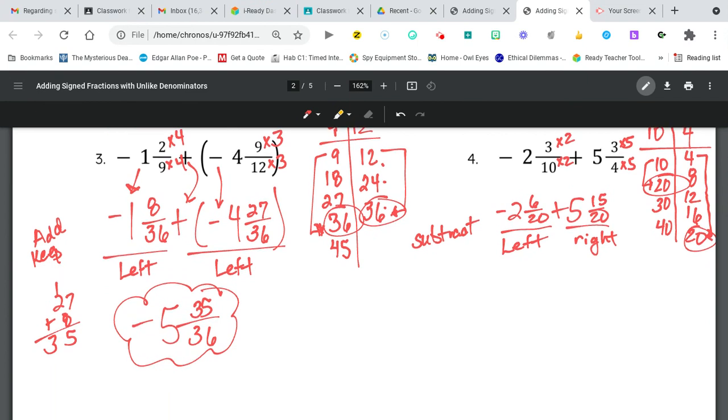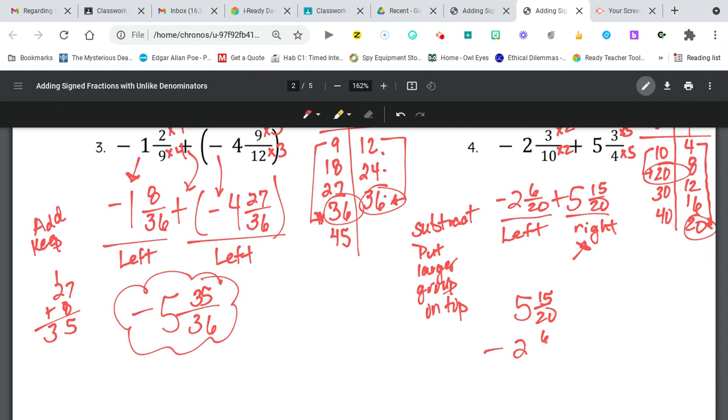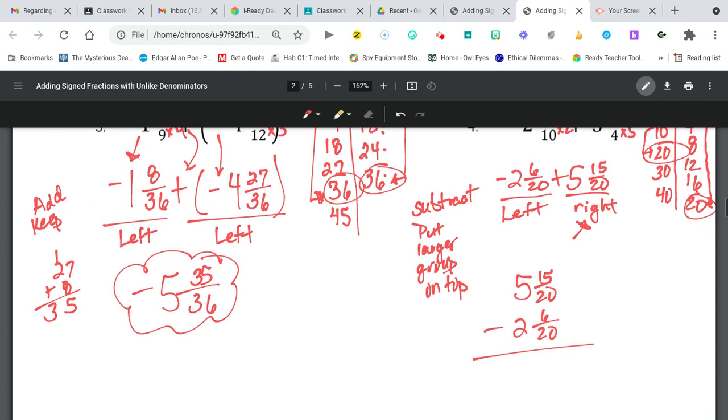You know, when you subtract, you put the larger group on top. I only do this with mixed numbers. So the largest group is the group to the right. So I'm going to put it on top. 5 and 15/20. And I'm going to subtract 2 and 6/20. And you'll see why I'm doing this in a minute.